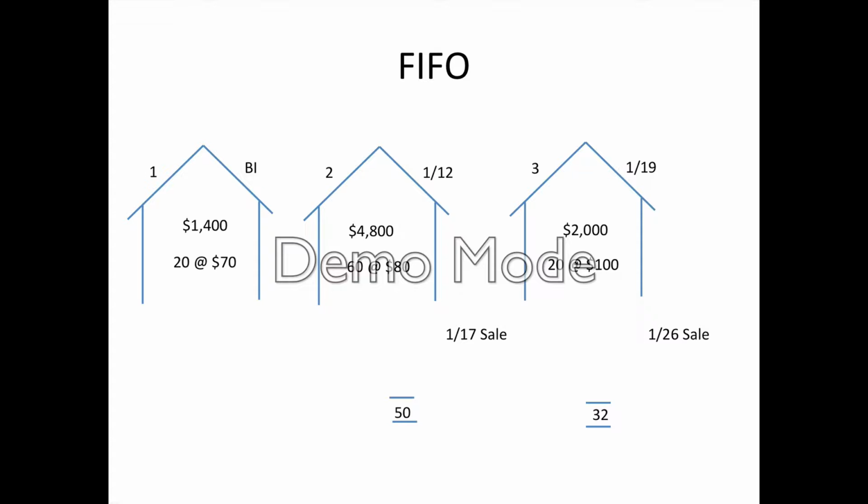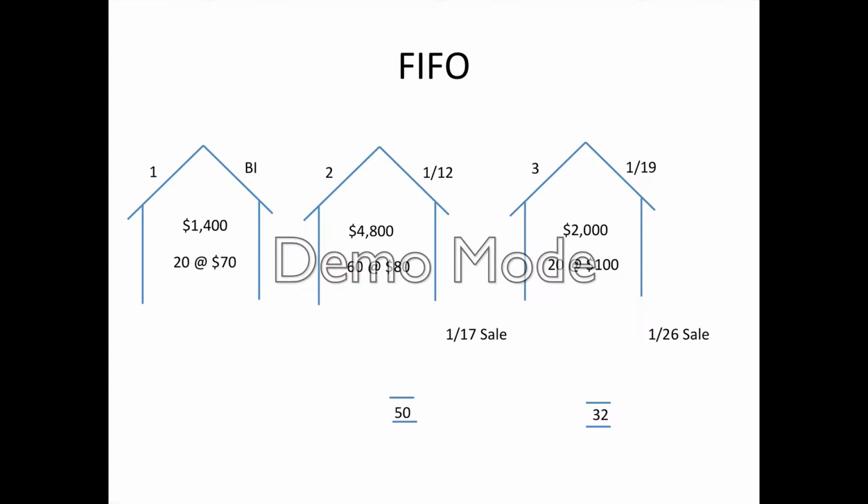Here we will calculate the cost of goods sold and ending inventory using the FIFO method. We draw a garage for each batch of goods that was purchased. For this example, we have 3 garages: one for beginning inventory, one for the January 12th purchase, and one for the January 19th purchase. Inside each garage, we put the number of units purchased, the unit price, and the total cost of the purchase. We also write the date of each sale in relation to the purchases.